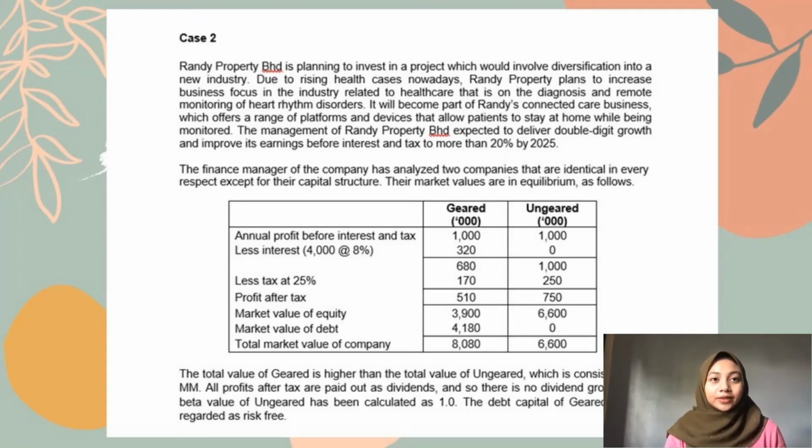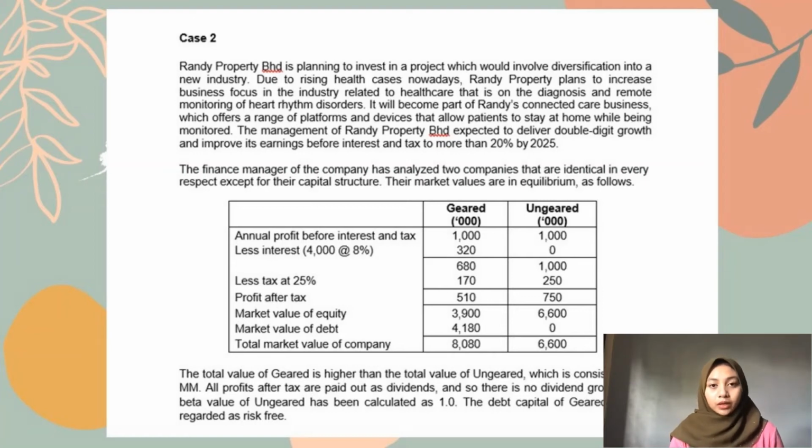Case 2 is Randy Property Berhad is planning to invest in a project which would involve diversification into a new industry. Due to rising health cases nowadays, Randy Property plans to increase business focus in the industry related to healthcare, that is on diagnosis and remote monitoring of heart rhythm disorder. It will become part of Randy Connected Care business, which offers a range of platforms and devices that allow patients to stay at home while being monitored.